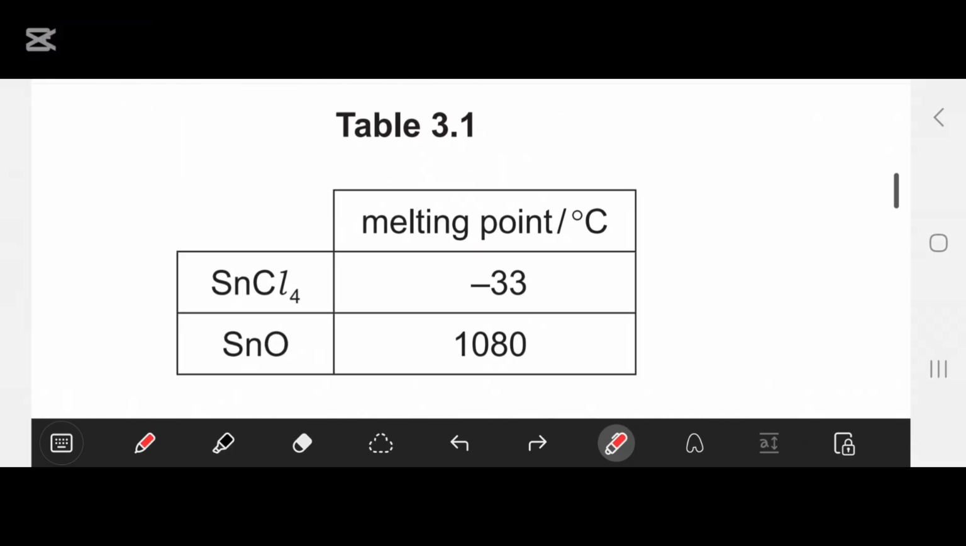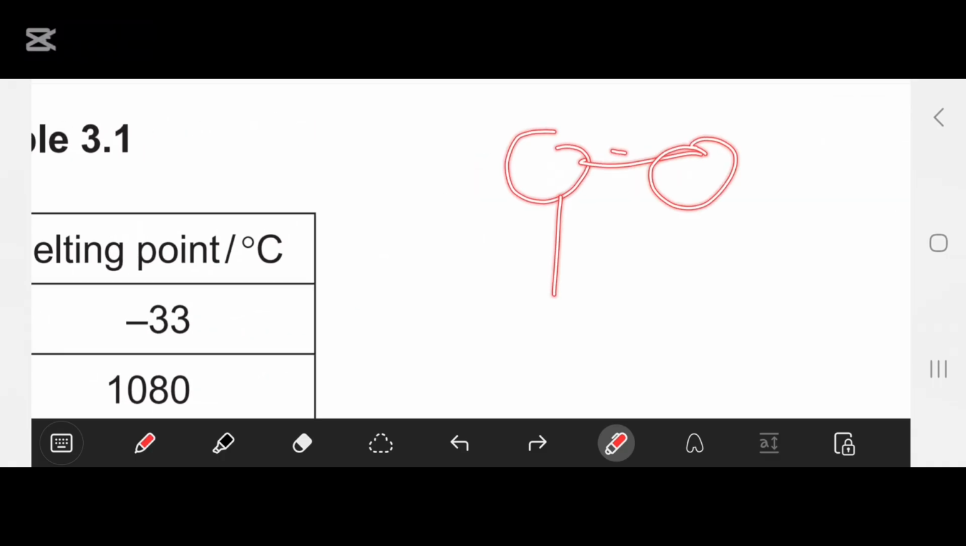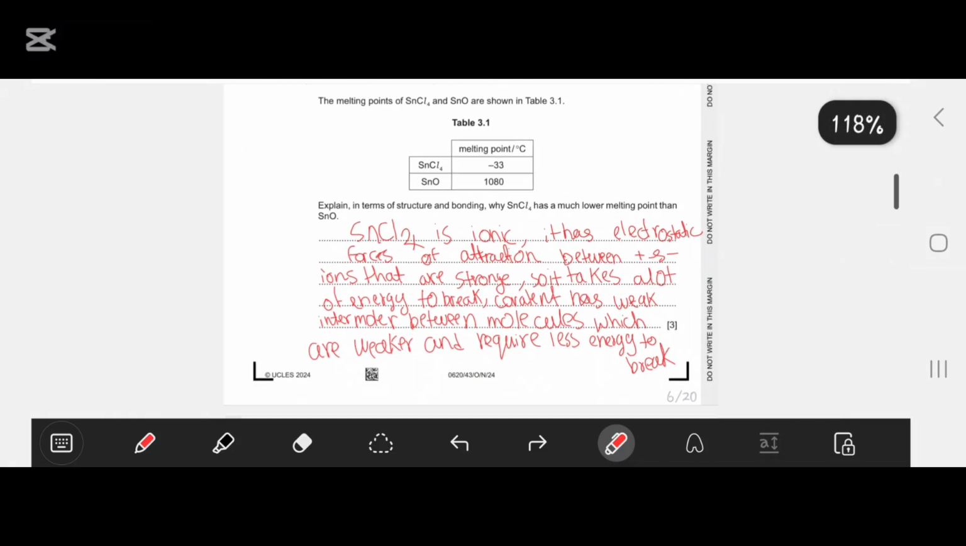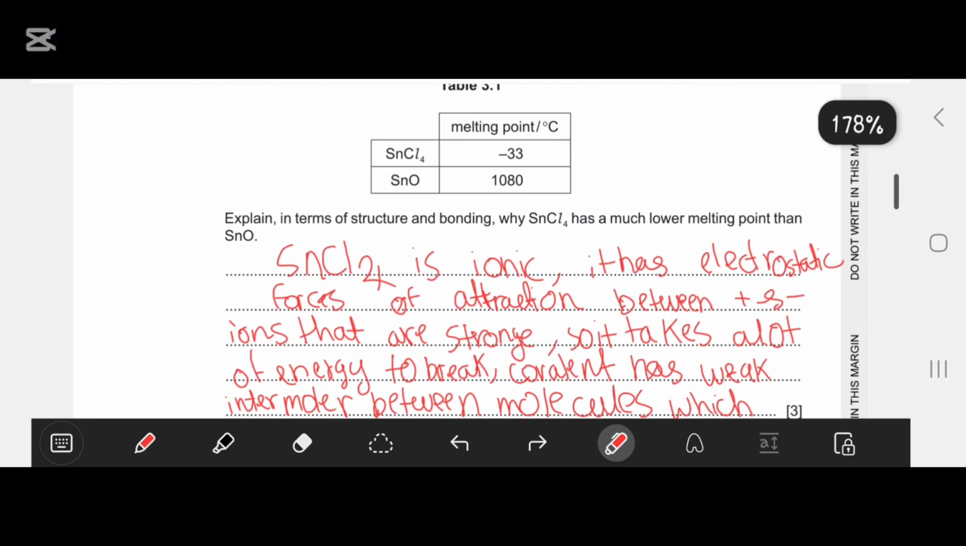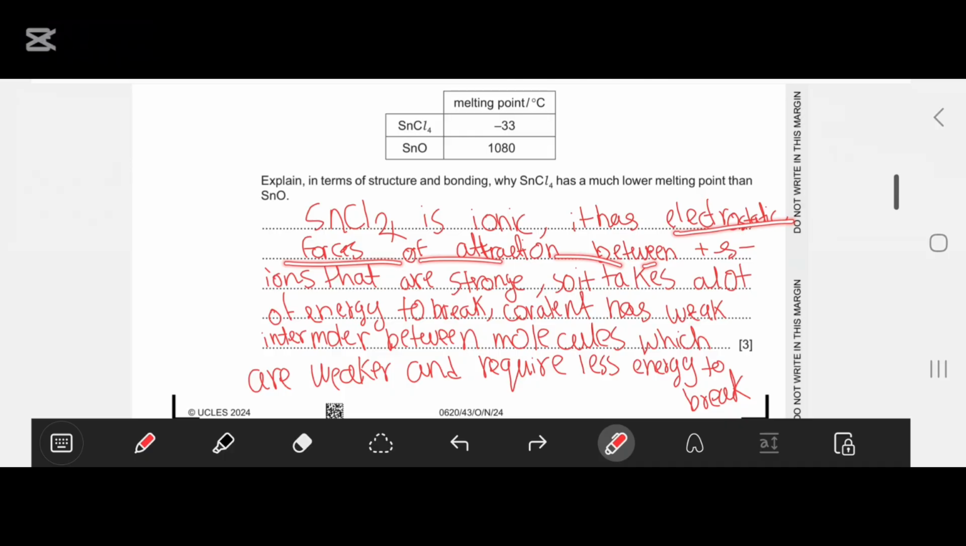While tin chloride is covalent, so it has covalent bonds, and between the molecules there are intermolecular forces, which are weaker. As it said here, tin oxide is ionic. It has electrostatic forces of attraction between positive and negative ions that are strong. When we say strong, we say it takes a lot of energy to break. So that's why it has a high melting point.